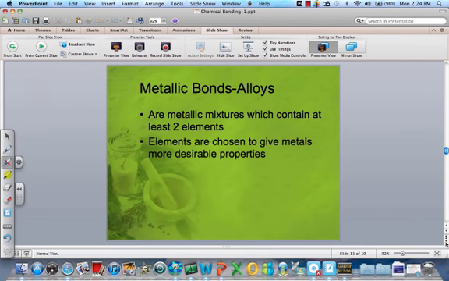All right, now when we're talking about metallic bonds, really you're talking about an alloy. So those are metallic mixtures that contain at least two elements, and not all of them have to be metal. Sometimes carbon is mixed in there too. But those elements are chosen to give metals more desirable characteristics. So if we're talking about steel, we want it to be very hard, very strong, so we add components in there to make it stronger and harder.